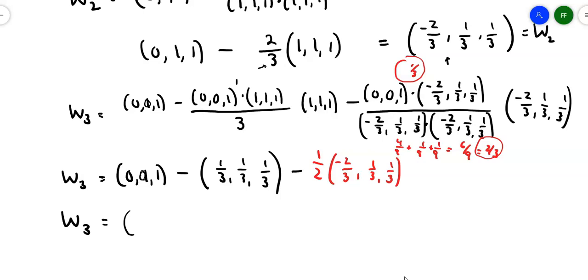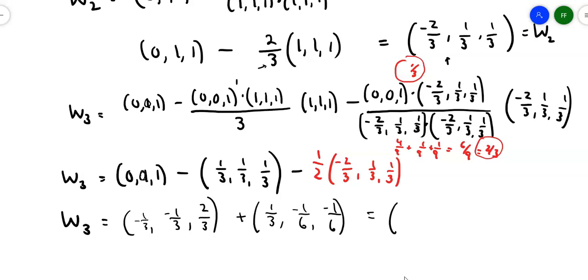So the first two combine to be negative 1/3, negative 1/3, and then 1 minus a third is 2/3. Let's do plus, and I'll distribute the negative sign. So that will give me a positive 1/3. It'll give me a negative 1/6 and another negative 1/6. All right, combine them together. So negative 1/3 plus 1/3 is 0. Negative 1/3 minus 1/6, so that's negative 2/6 minus 1/6, negative 3/6, or negative 1/2. And now the third one is going to be 4/6 minus 1/6, which is 3/6. That's positive 1/2. And that's your W3.